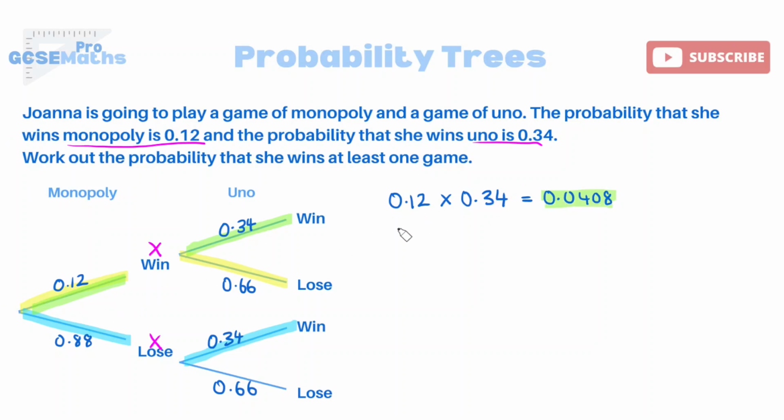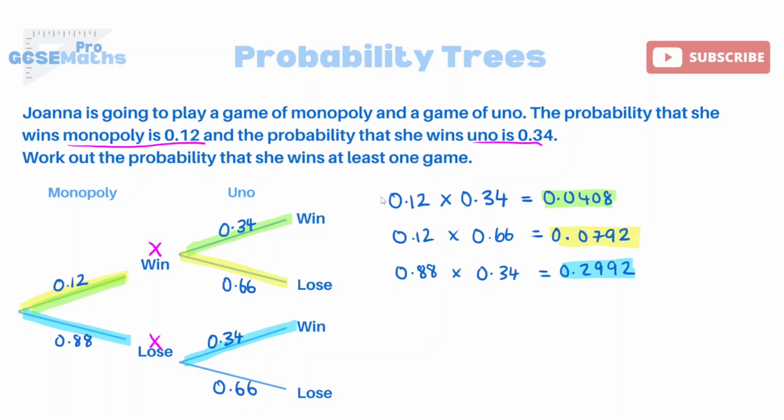Now moving on to the yellow, winning Monopoly, but then losing Uno would give us a probability of 0.0792. And finally, the blue option. So we could lose Monopoly, but in which case we would have to win Uno. And that comes out as 0.2992 for the blue option. So I've got 3 probabilities here that could satisfy her winning at least one game.